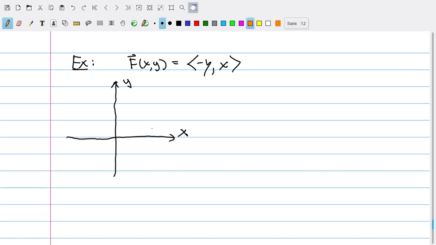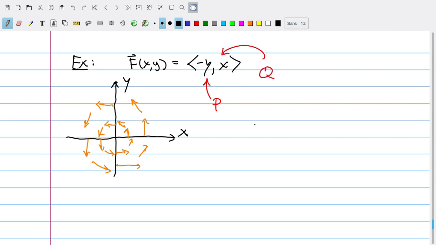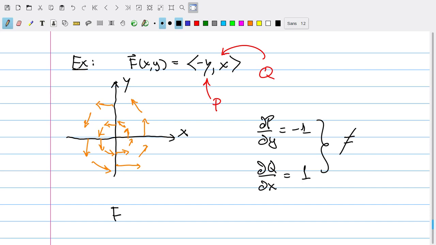The vector field F of x, y equals minus y, x, which gave a sort of windmill pattern. In this particular case, P is minus y, and Q is x. So I can check that P sub y is minus 1, but Q sub x is equal to 1, and these are not equal. As a consequence, I can conclude that F is not conservative.